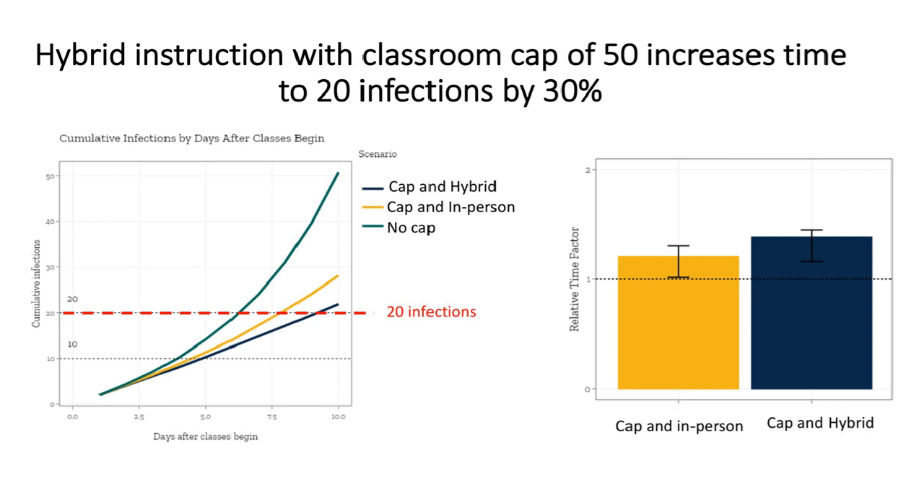And with that cap and hybrid scenario, we can see that we further reduce transmission over here on the left, with the lowest line showing the impact of the cap and hybrid, as well as increasing the time to 20 infections. So if we look at the horizontal line, which is the time where each curve would approach 20 infections, we can see that we increase the time to reaching that point by 30% with our cap and hybrid approach.